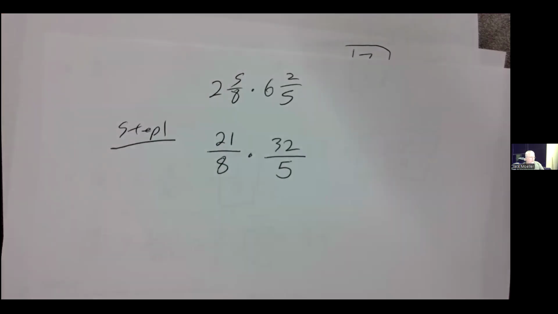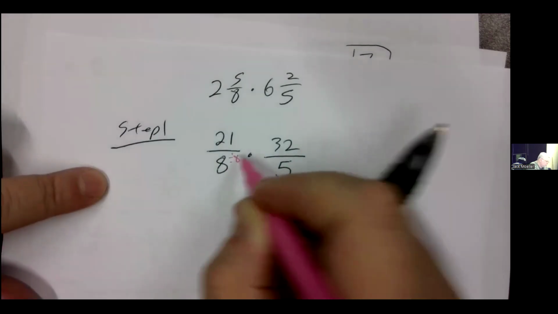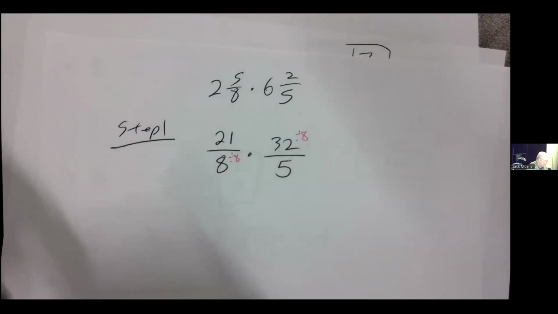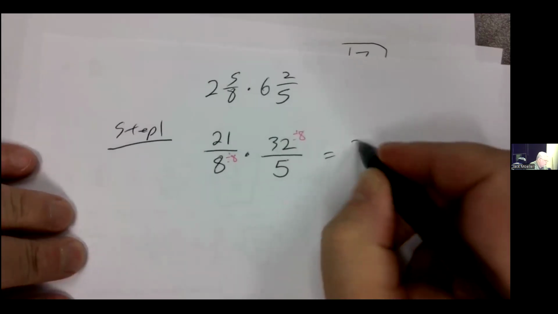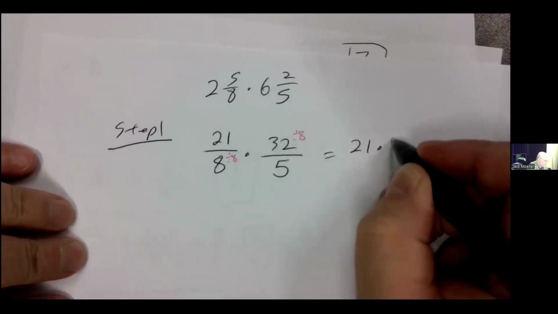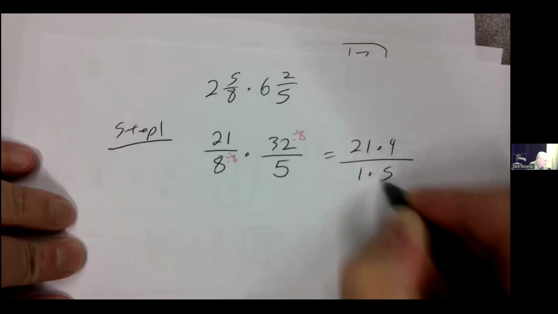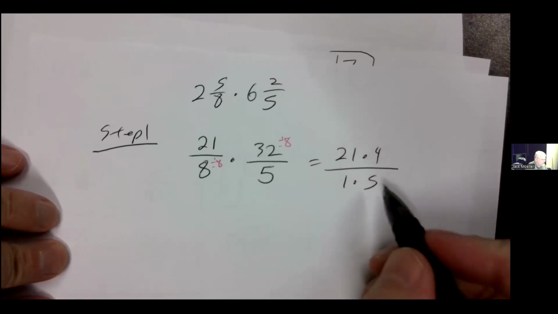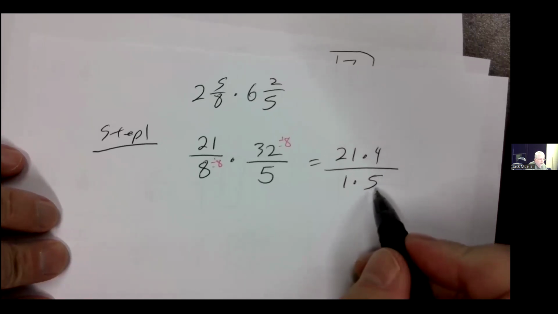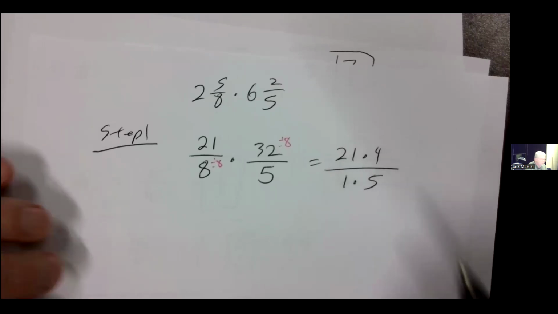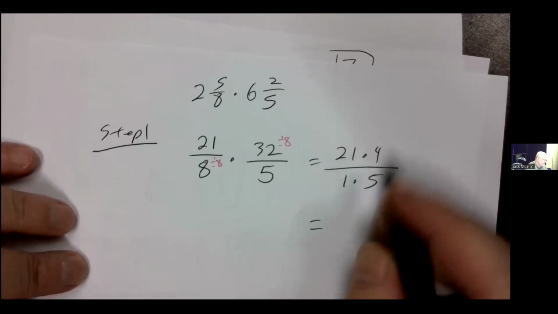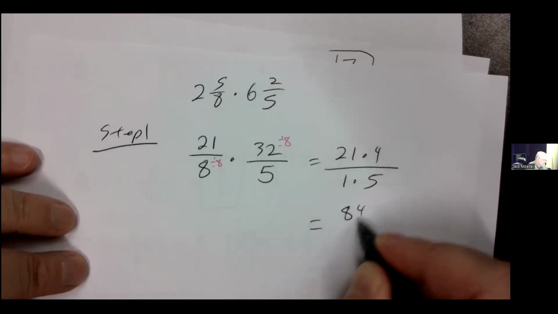All right, so now we have a straightforward multiply problem. Yes, you could multiply them, but I'm seeing that 8 goes into 32. So I'm going to divide both of those by 8. That would give me 21 times 4 over 1 times 5. And now you can see, since we have a 5 in the bottom as the only factor, 5 doesn't go into either of those. So now we can just finish the multiply process. That would give me 84/5.